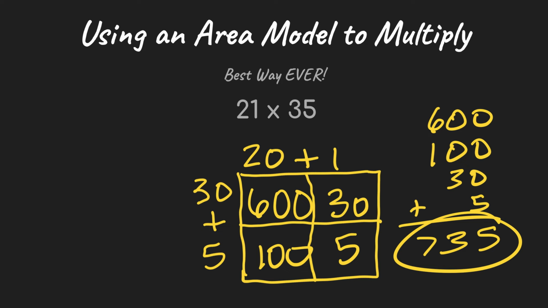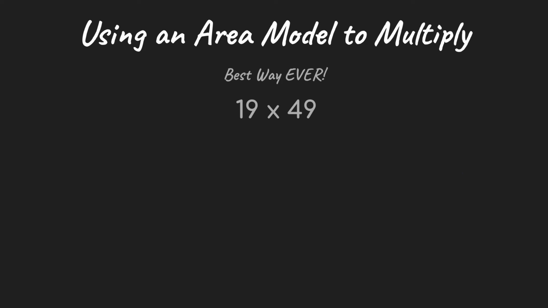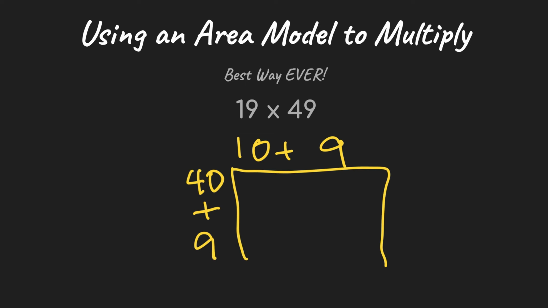All right, last one, then I'll let you go. 19 times 49. It does not matter which one you put on top and which one you put on bottom. I'm going to split 19 into 2 parts. You could even break it into smaller parts if you wanted to. I'm going to draw my rectangle. Anytime there's a plus sign, I'm going to draw a line. Look how yucky that is. It's still going to work, though. All right.